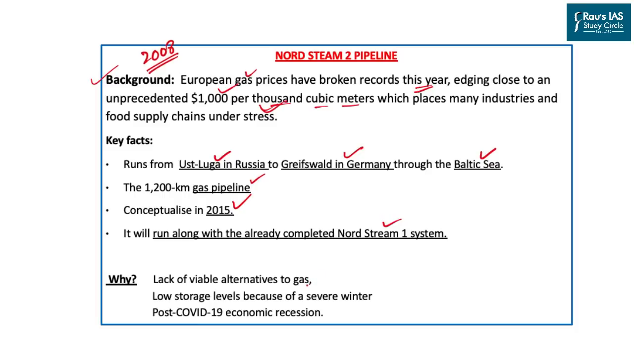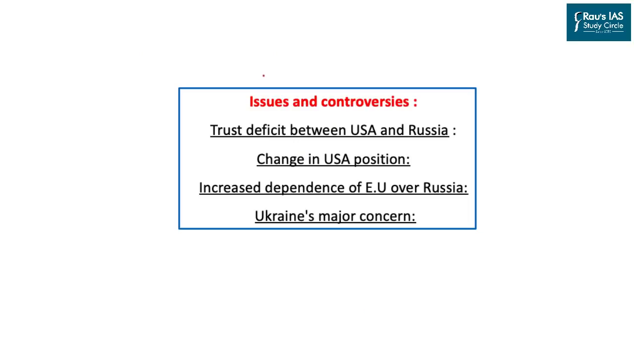Now the question is why there is a need for more gas pipelines. The first is that there is a lack of viable alternatives to gas. Gas is less polluting, easy to transfer and store, hence it has a number of other benefits too. The possibility of a severe winter also provides ample avenues for gas transportation. And lastly, the COVID-19 crisis has led to economic recession across Europe. This is one of the reasons why European nations are looking for alternatives as far as their energy need is concerned.